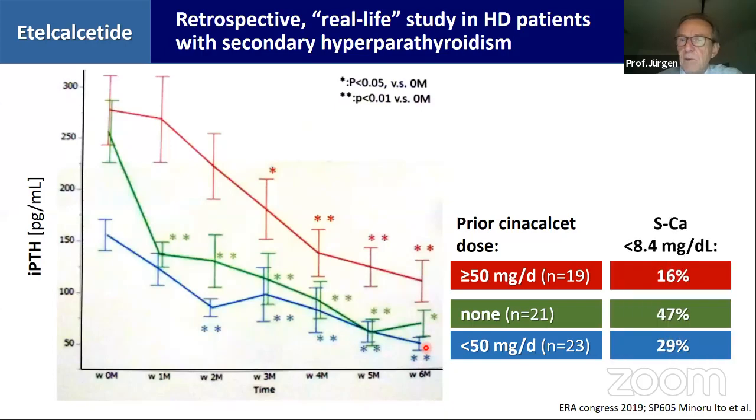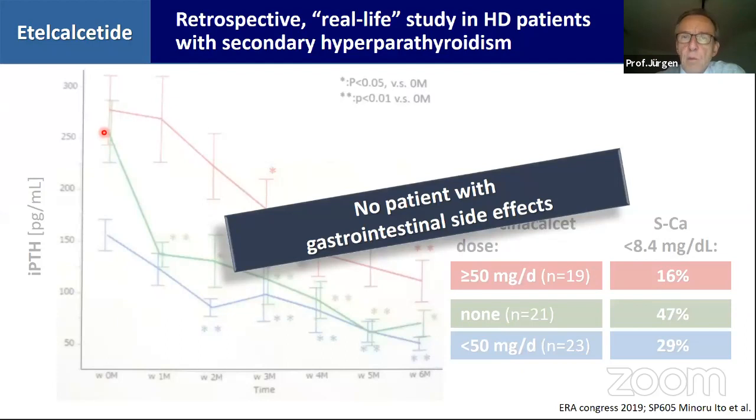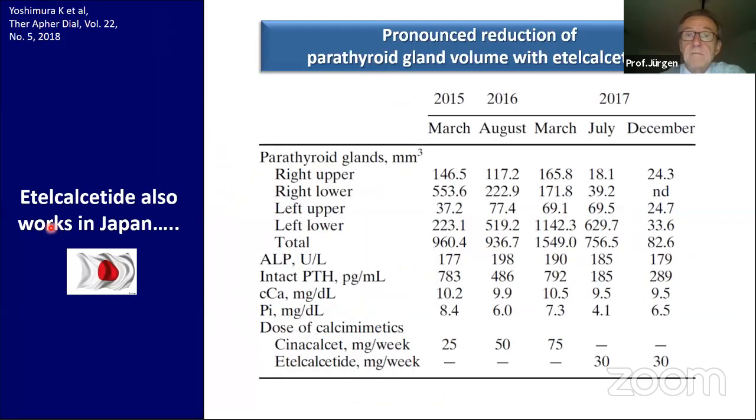And again, that's important. Hypocalcemia. Another interesting observation. So the most hypocalcemia was observed in the patients who had no cinacalcet before they started etelcalcetide. And that's logical, because when you have a very high PTH and you start a calcimimetic de novo, you have something like a hungry bone syndrome. No patient had GI side effects, even in Japan.